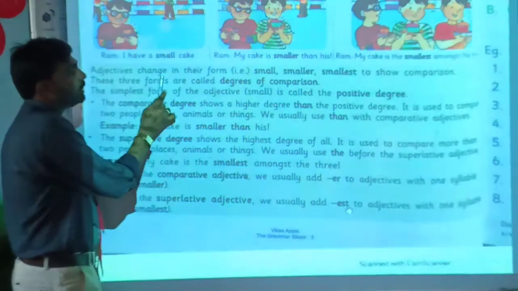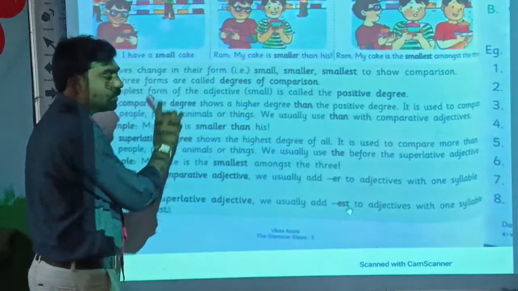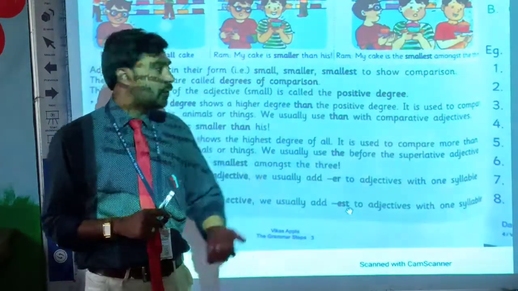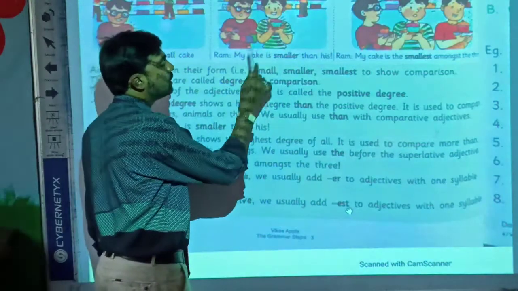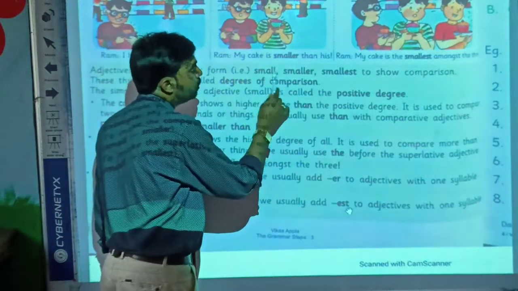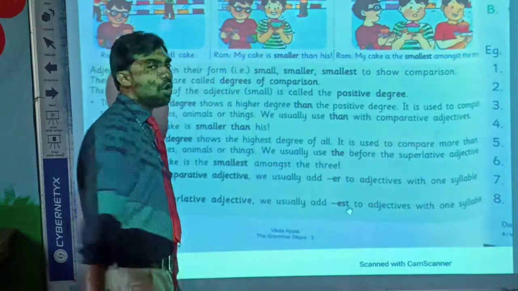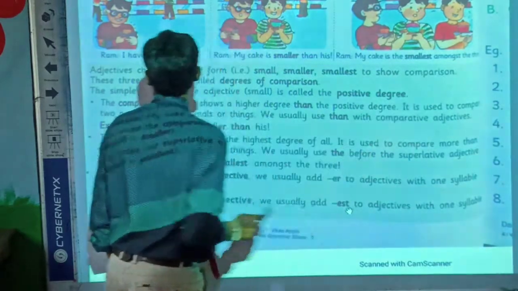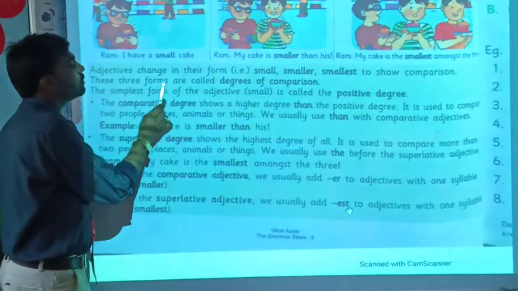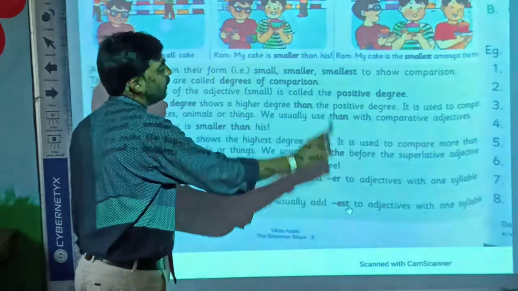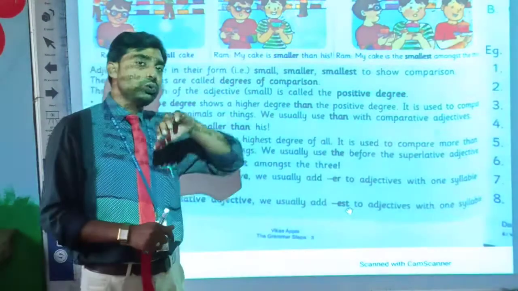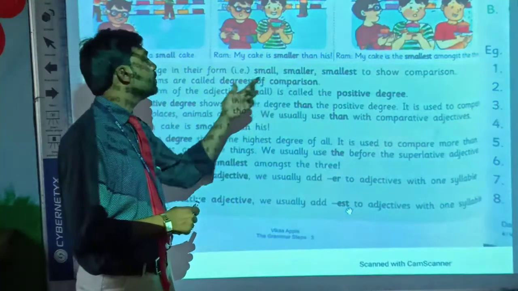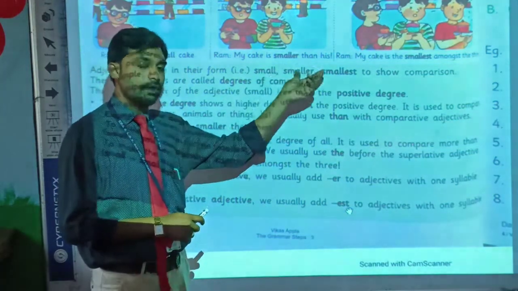Adjectives change in their form, meaning adjectives have forms like verbs. Example: small, smaller, smallest. So these are the forms of the adjective small. To show comparison, these three forms are called degrees of comparison. So whenever we are showing comparison, these three adjective forms are known as degrees of comparison.